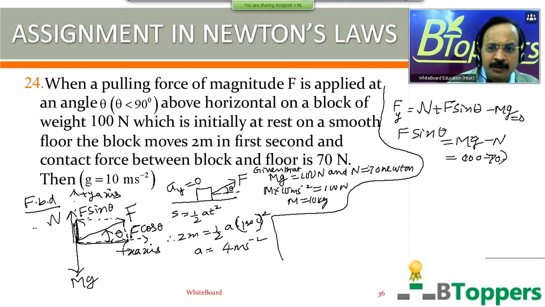The normal reaction force on the block by the floor has magnitude 70 newtons. So the magnitude of the vertical component of the pulling force, f sin theta, will be equal to 30 newtons.